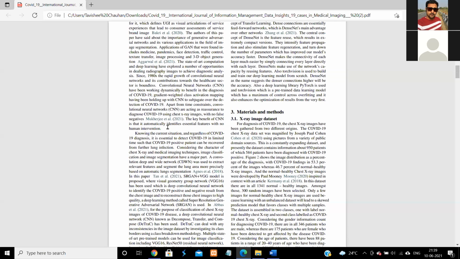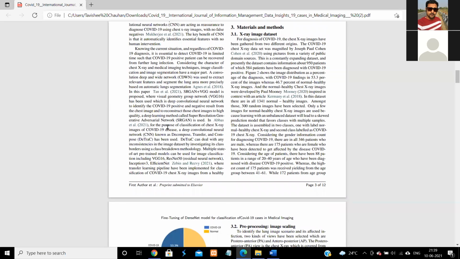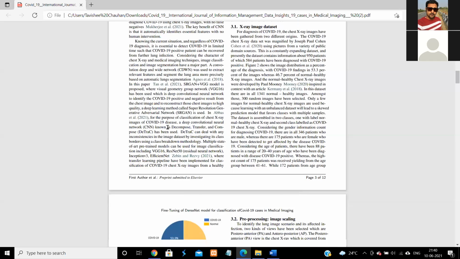Now next we'll see materials and methods. In materials and methods, our first key point is our X-ray image dataset. Writing about the dataset is very essential so that whoever is reading the paper gets to know what exactly the dataset contains, how many images are there, and how many things we have evaluated.